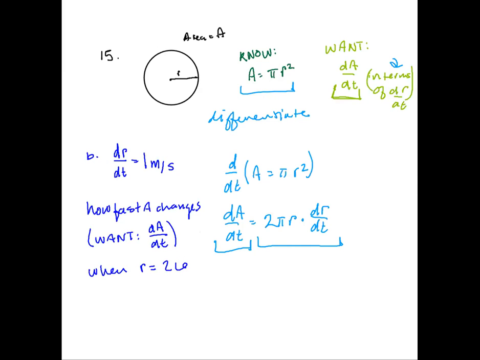So I have all of the different pieces that I need to put into this equation. If I have dA/dt is equal to 2 times pi times r, which we're going to say is 26 meters, times dr/dt, which is going to be 1 meter per second. This is going to come out to be 52 pi meters squared per second.